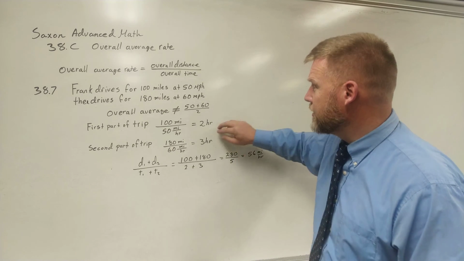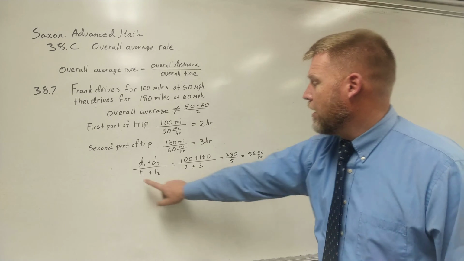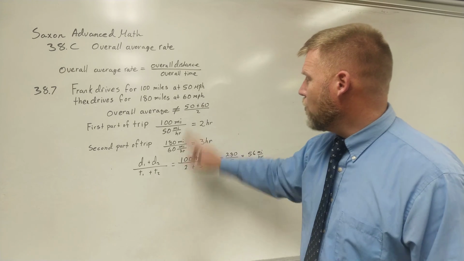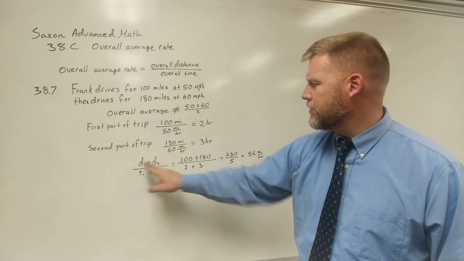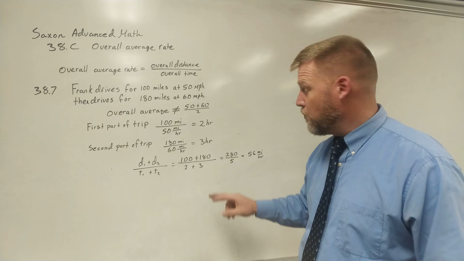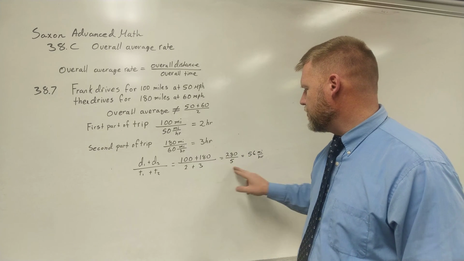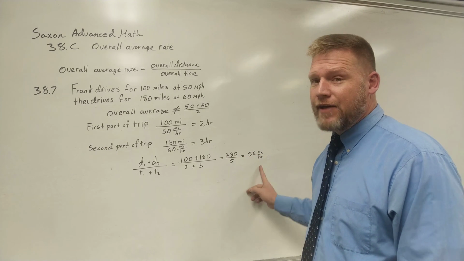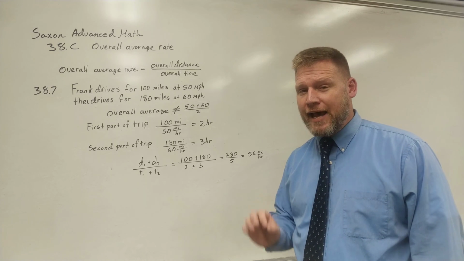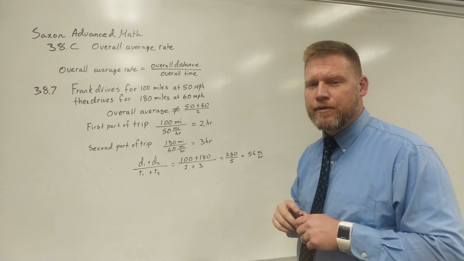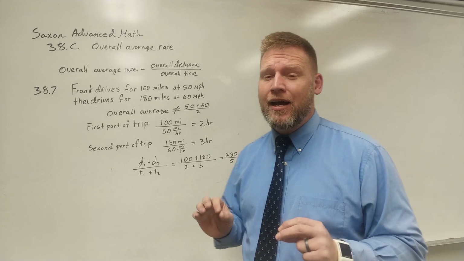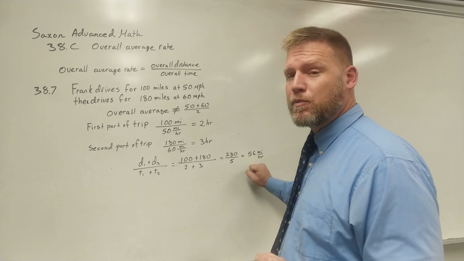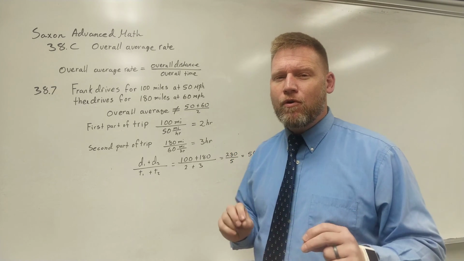So my overall time will be time 1 plus time 2, and my overall distance will be distance 1 plus distance 2. So I'm going to say 100 plus 180 is 280, 2 plus 3, which is 5, 280 divided by 5, and that's 56 miles per hour is the actual overall average of the trip. Now, he may not have spent any time actually driving at 56 miles per hour, but that's the overall average.